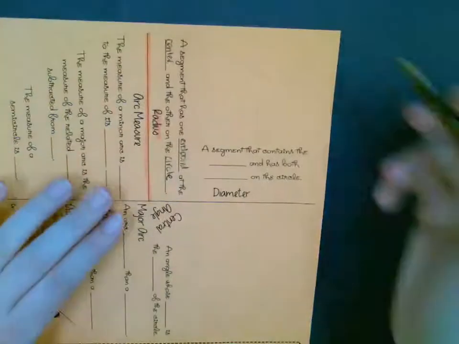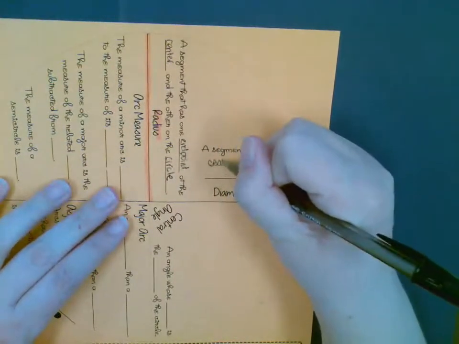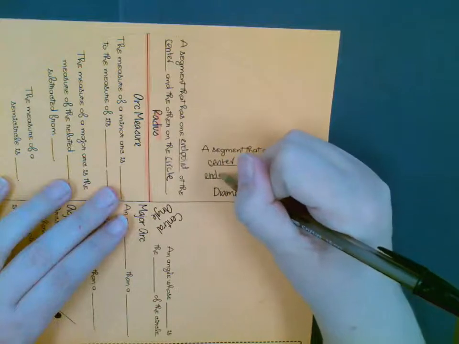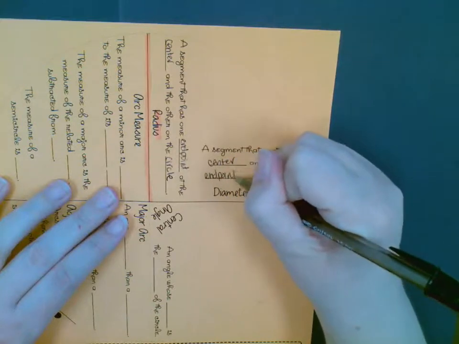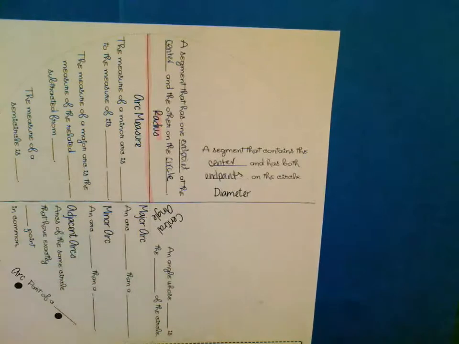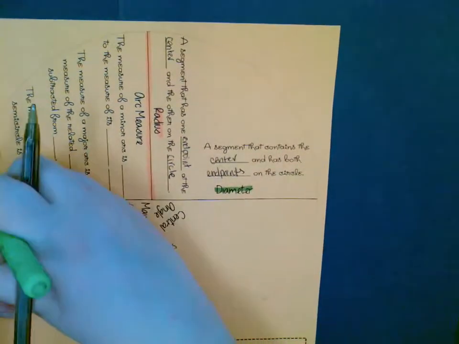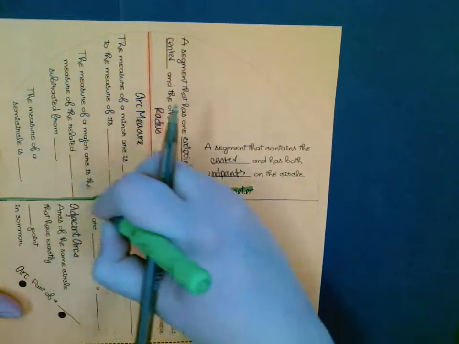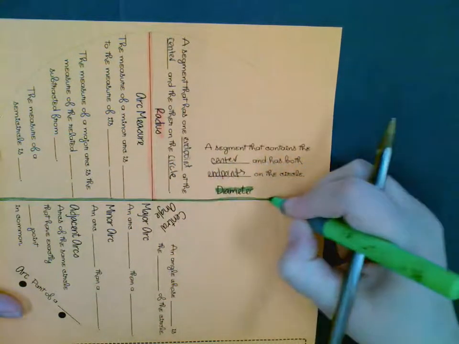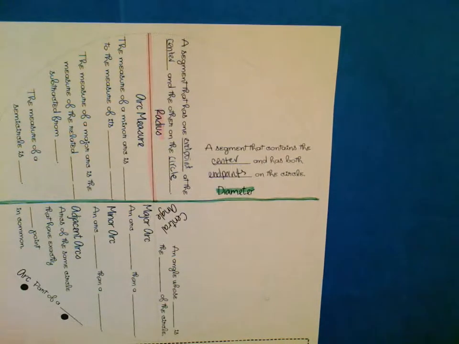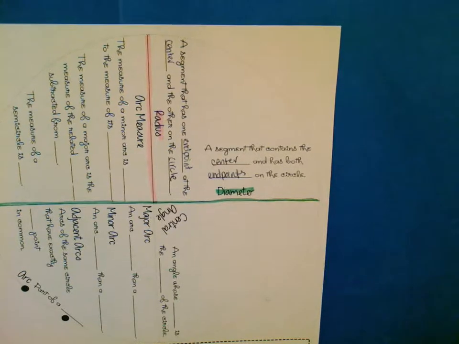Diameter is a segment that contains the center and has both endpoints on the circle. So that would be all the way through. All of that. Those definitions I think we are pretty good with, because we talked about those when we were doing area and circumference of circles back in chapter 7.